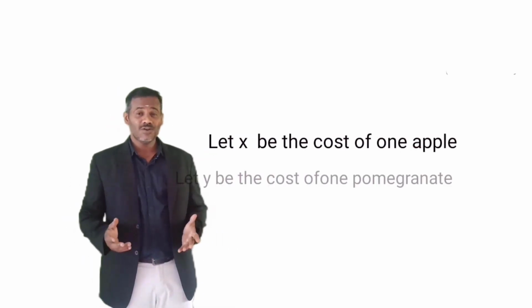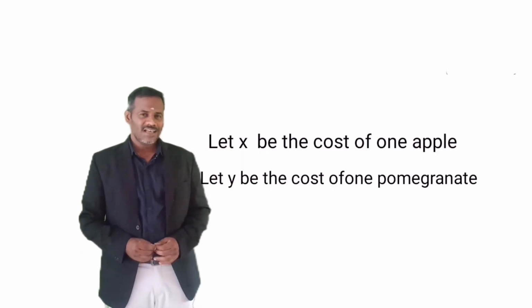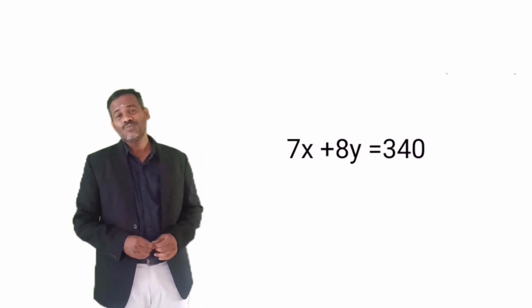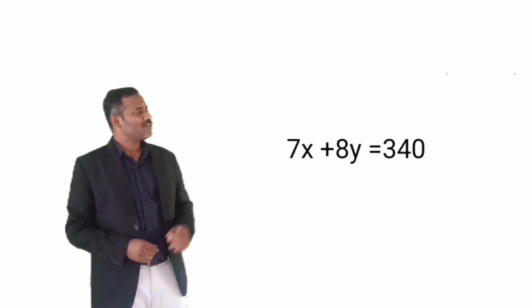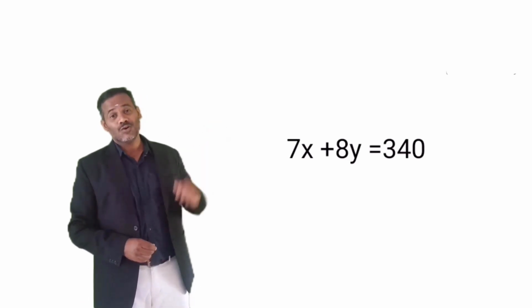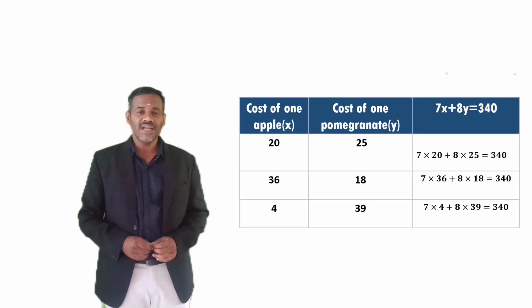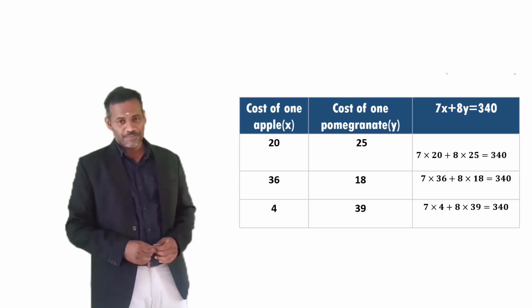So let x be the cost of one apple and let y be the cost of one pomegranate. Let's form an equation here. So 7x plus 8y is equal to 340. Suppose if the cost of apple is 20 and the cost of pomegranate is 25, so 7 into 20 plus 8 into 25, I get 340.